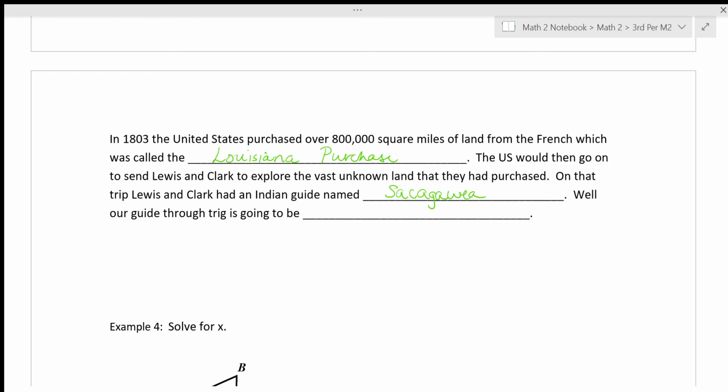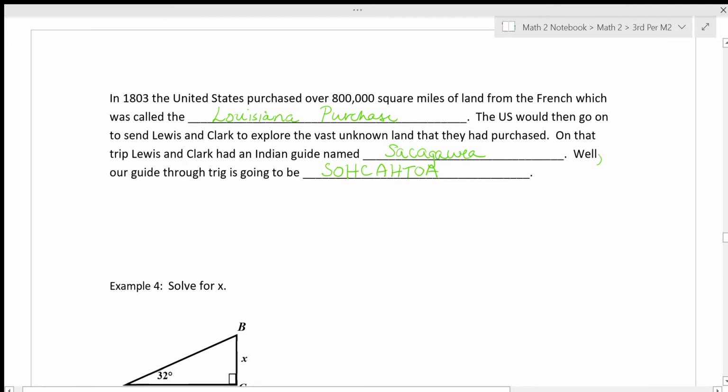Well, our guide through trigonometry is going to be SOHCAHTOA. Here's how she spells her name. And if you were in class on Friday, you were already introduced to SOHCAHTOA. SOHCAHTOA, you guys, isn't a real person. Isn't actually Sacagawea's cousin. It's an acronym that helps us remember what our trig ratios are.